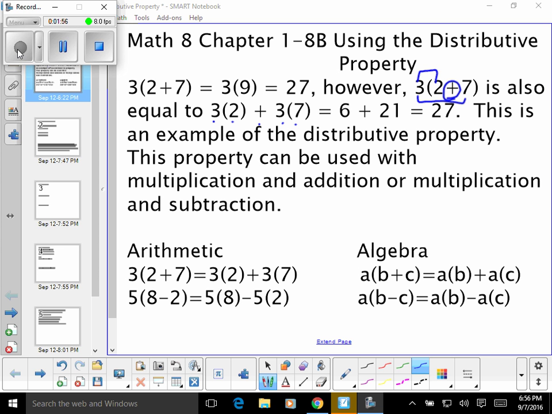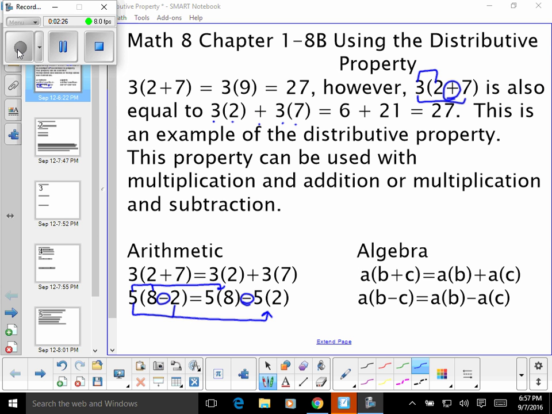If we look on the arithmetic side, this is a repeat of what I had in the very first example at the top, 3 times 2 plus 3 times 7. Now, 5 times 8, there I'm distributing. Here's that subtraction sign. Now I need to take 5 and distribute to the 2, and then 5 times 2.